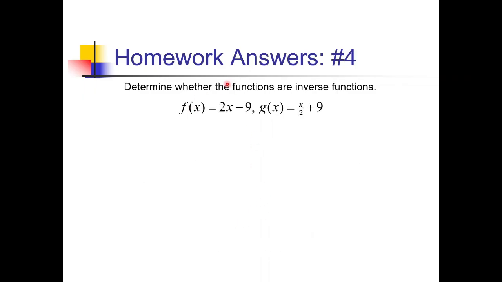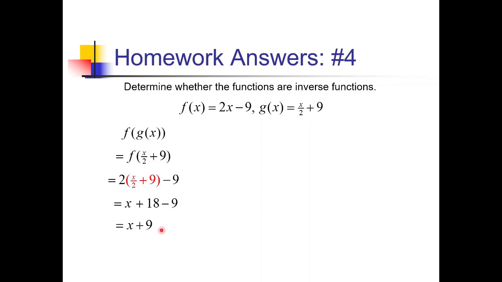To see if this f and g are inverses, we have to plug each one into the other and see if we get x each time. So let's do f of g first. That's f of x over 2 plus 9, so that's 2 times all that stuff minus 9. Distributing the 2, the 2's cancel, leaving us with an x. Then 2 times 9 is 18, and we still have that minus 9. 18 minus 9 is 9, so we have x plus 9. And x plus 9 does not equal x, so that right away proves that these are not inverses.